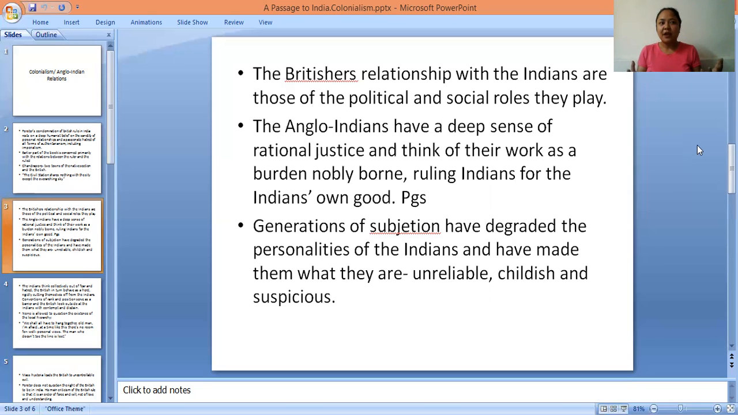And they do not have Indian friends, right? Just simply for the sake of having them. They are acquainted with the Indians only in their attempt to carry out their political and their social tasks. The Anglo Indians have a deep sense of rational justice and they think of their work as a burden nobly borne, ruling Indians for the Indians' own good.